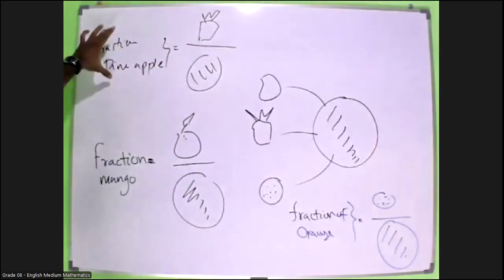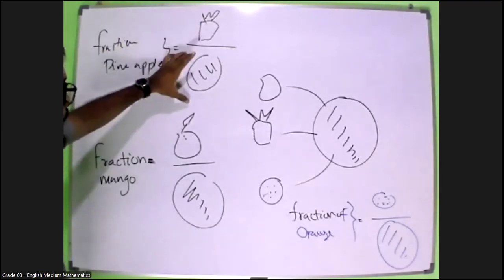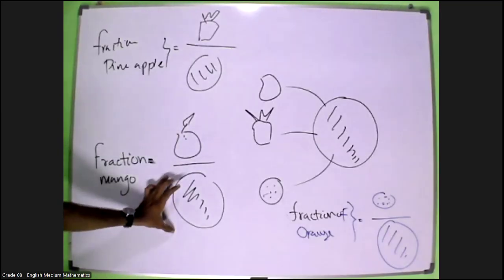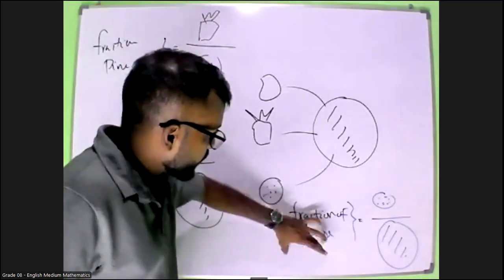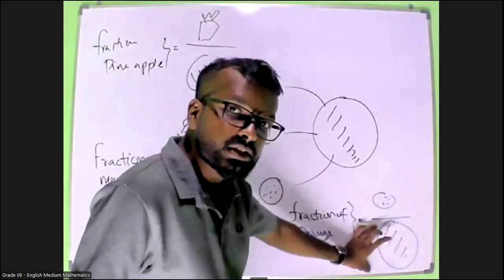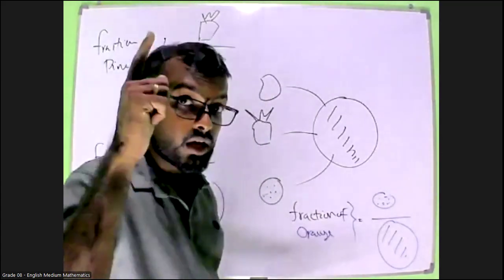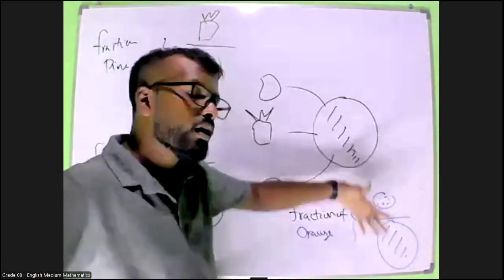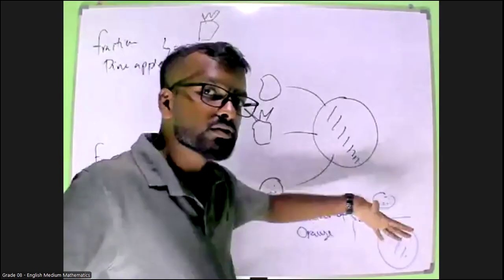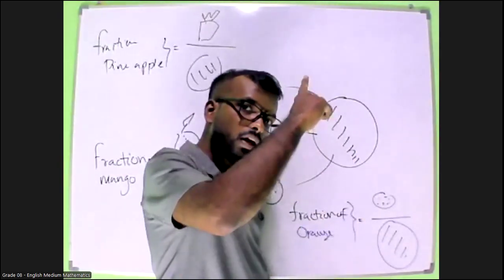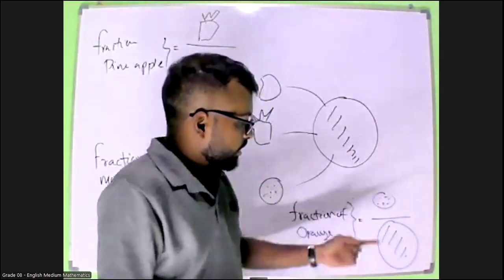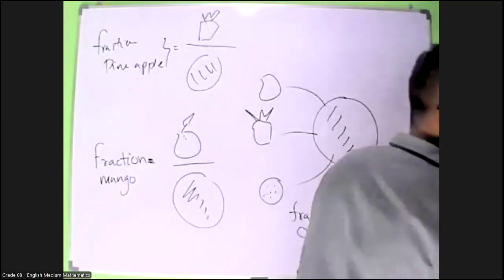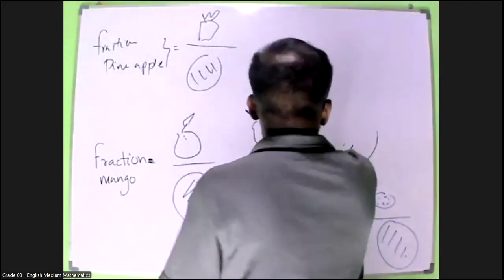So this is the fraction of pineapple: pineapple divided by whole mixture. Fraction of mango: mango divided by whole mixture. Fraction of orange: orange divided by whole mixture. Now keep that in your mind: smaller divided by biggest one. Numerator small, denominator big. Keep that in your mind. No need to draw anything.